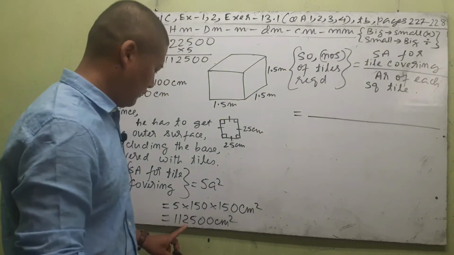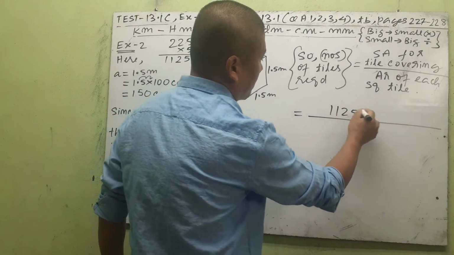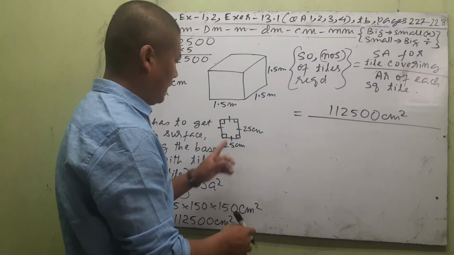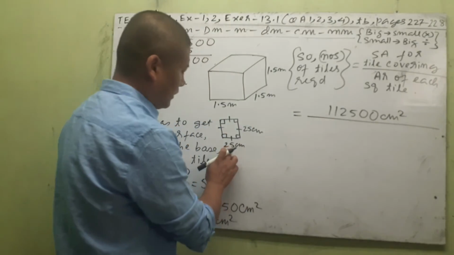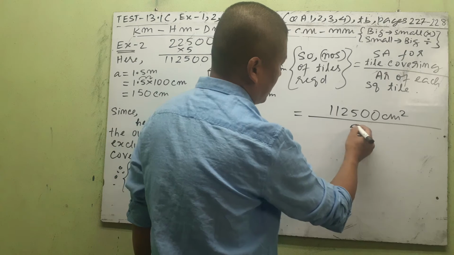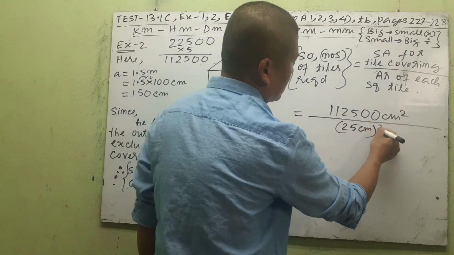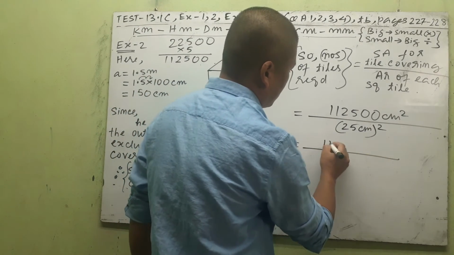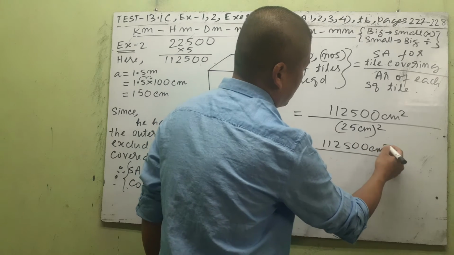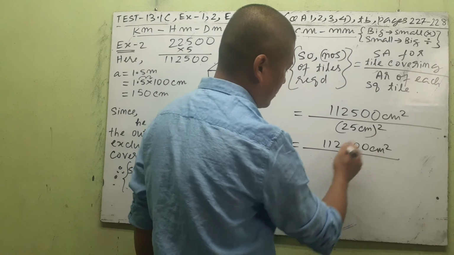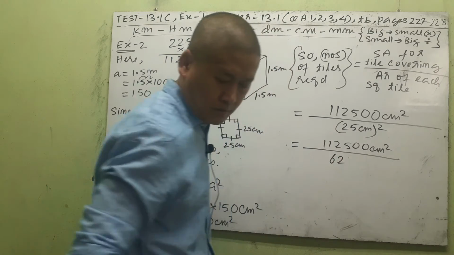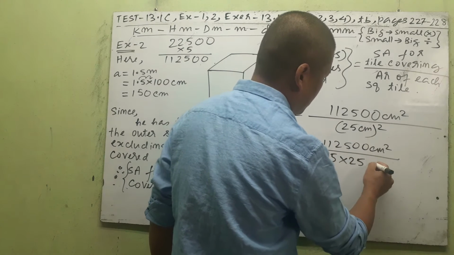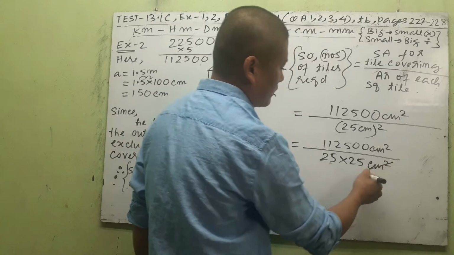So the surface area for tile covering we found out here, 112,500 centimeter square. Then for the tile, since it's a square, the area of a square is side square, 25 into 25, so 25 centimeter whole thing square. That's the area of one square tile. So 112,500 centimeter square by 25 square means 25 into 25, 625, or we can just give it simply as 25 into 25, and centimeter to the power 2 is centimeter square. So these centimeter square can cancel.